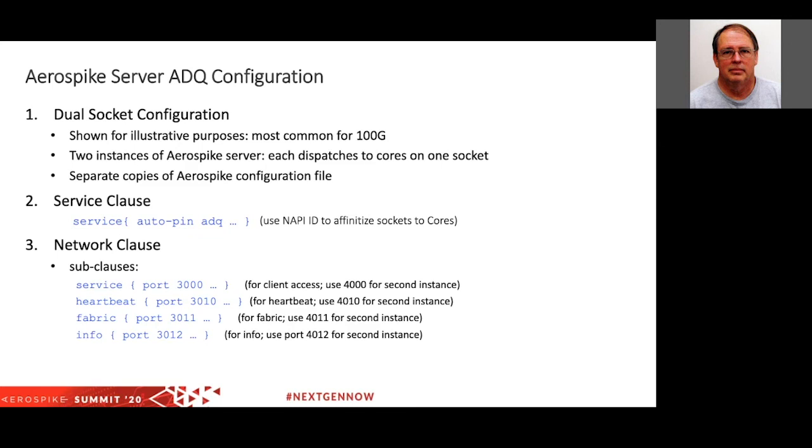That brings us almost to the end. The Aerospike server, or in this case servers, because we're going to run one instance for each socket. Aerospike has a configuration file, and there are things that have to be set in there. I'm not showing all configurations, but I am basically showing what you would do if you were starting up on a dual socket system.